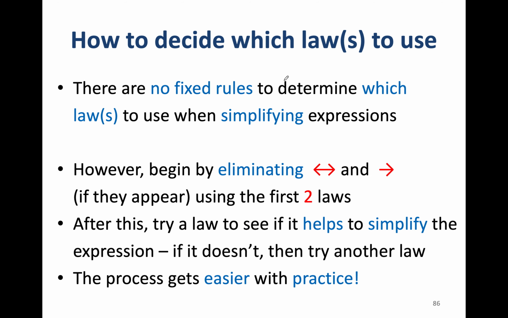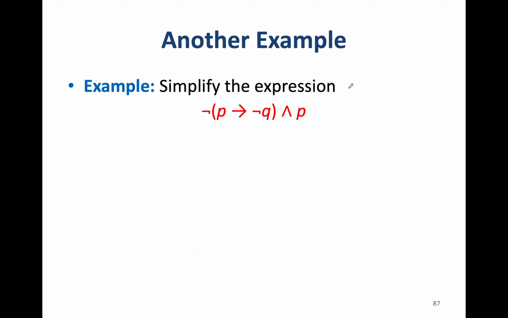Now, how can we decide which law to use? There are actually no fixed rules to determine which law to use when simplifying an expression. However, we can have priorities. The first priority is eliminating the if-then and if and only if. Then we can try any law to help simplify the expression. And yes, the process gets easier with practice. Let's see one more example here, and we try to simplify this expression.